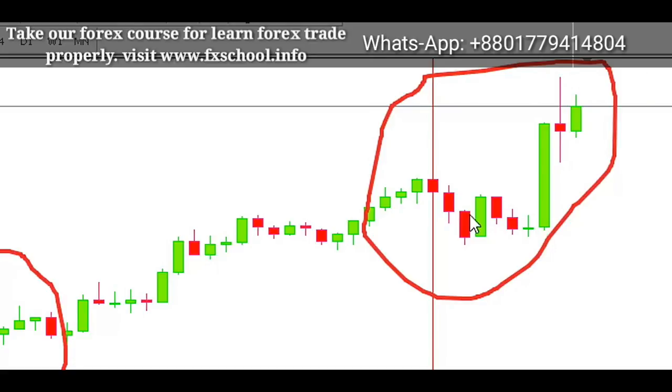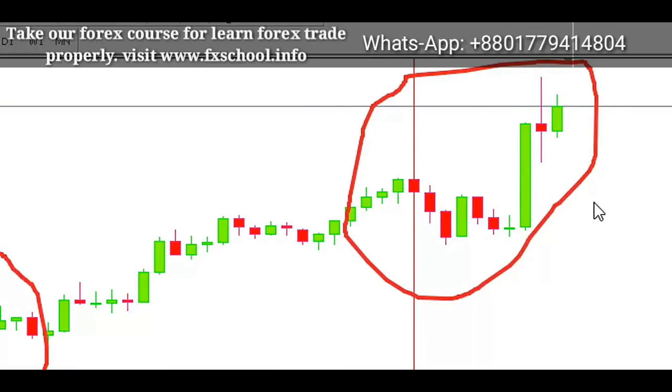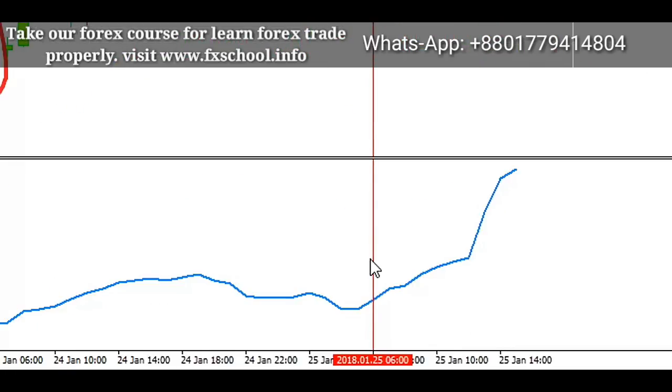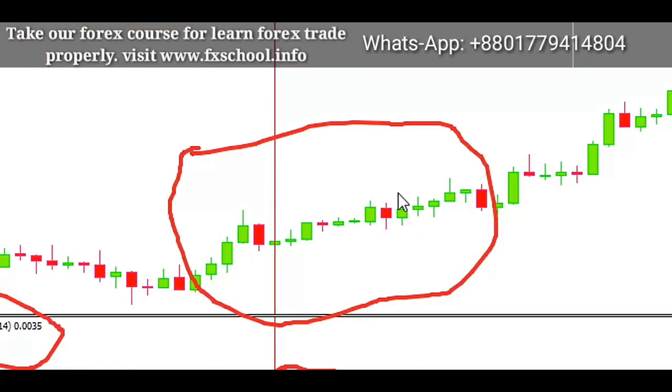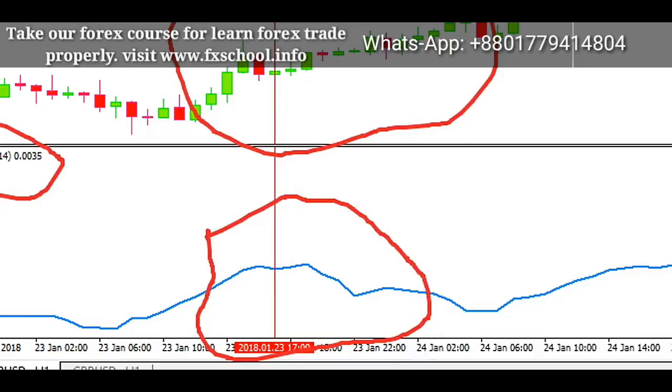You see that there is some momentum in the market going down and up, and ATR is also in up mode, and there you can see that all the candles are very small, and ATR is also in down mode. So this is how you have to use this ATR.